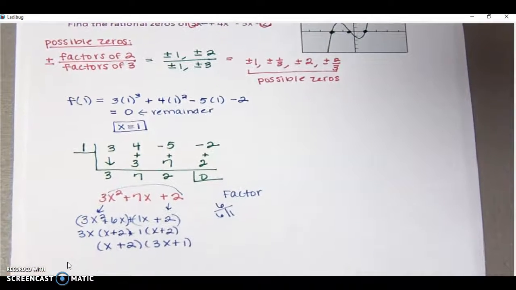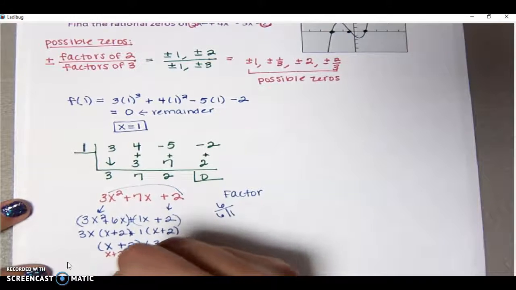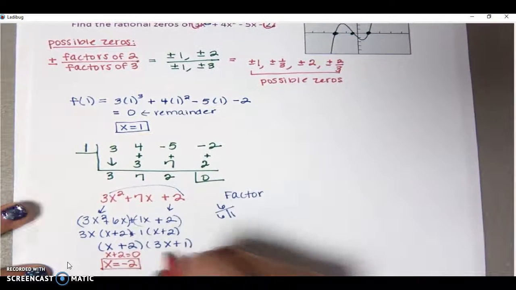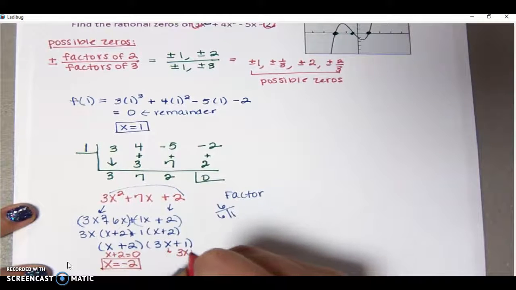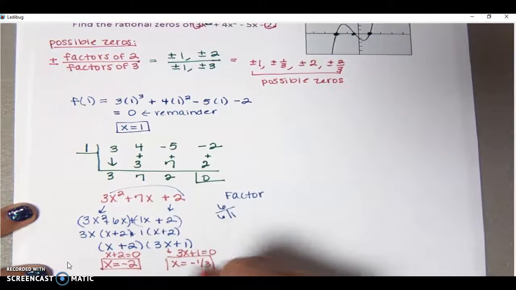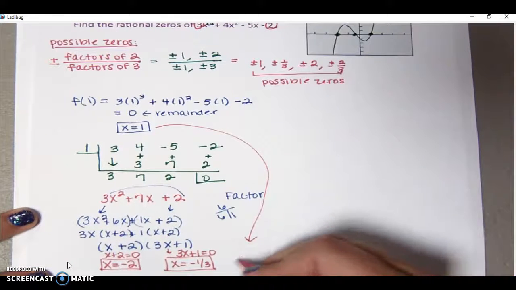So now we're just going to solve those factors. x plus 2, set it equal to 0, so we get x equals negative 2. 3x plus 1, set it equal to 0, and that'll give us x equals negative 1/3. Remember, we already had x equals 1 as an answer. So now we have 3 answers.